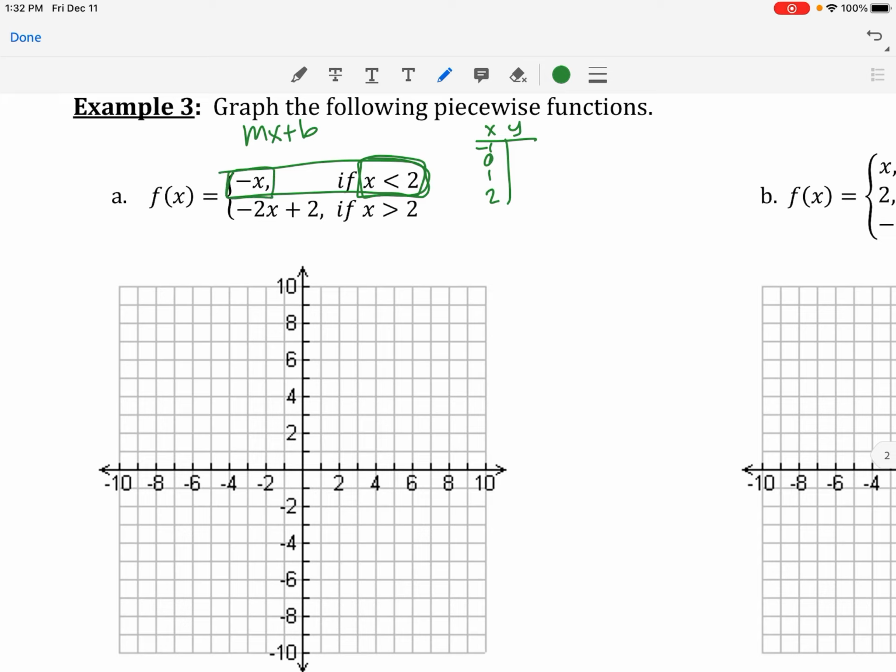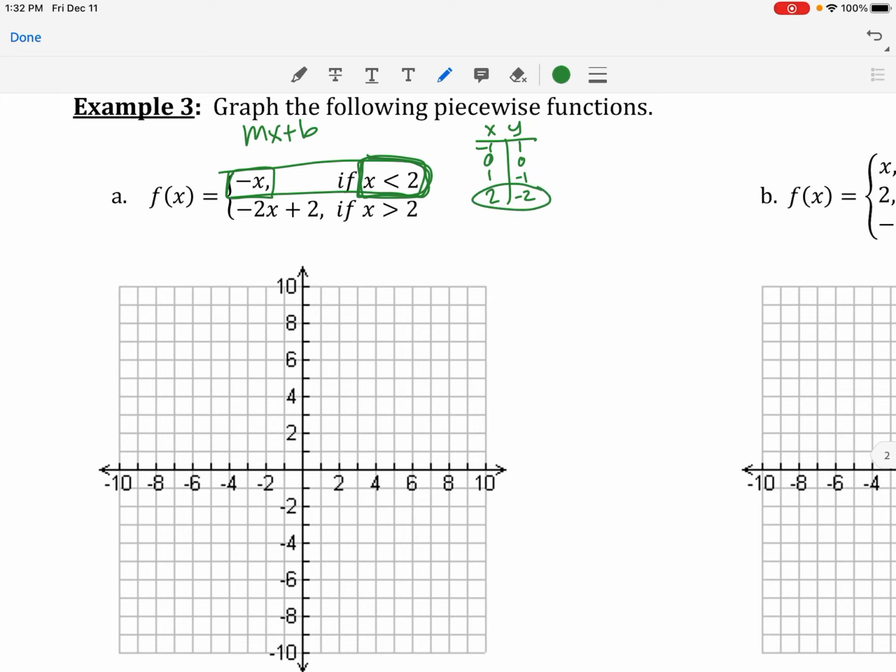And so for negative x, I'll show you two different ways of doing this, but making a table and looking at the x values, your specific x values that you know that you want, is one way to do it. So looking at those x values, this will be +1, -1, -2. So I can graph those.